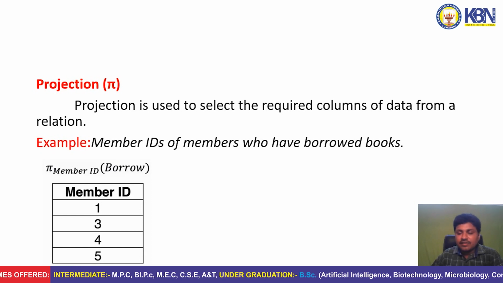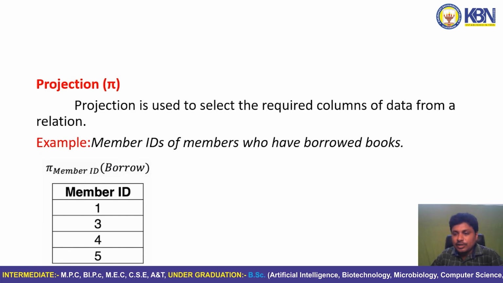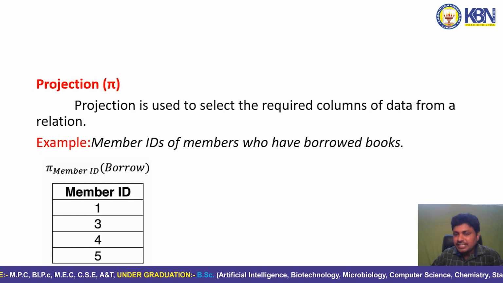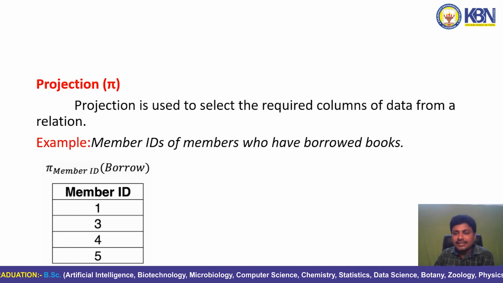Projecting. Next another one is the projection. The projection can be denoted by the symbol pi. The projection is used to get the required columns of your data from a relation. So we write the query. That means we have the example: member IDs of the members who have borrowed books.